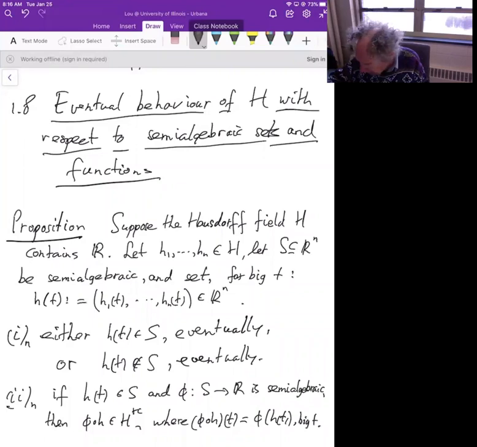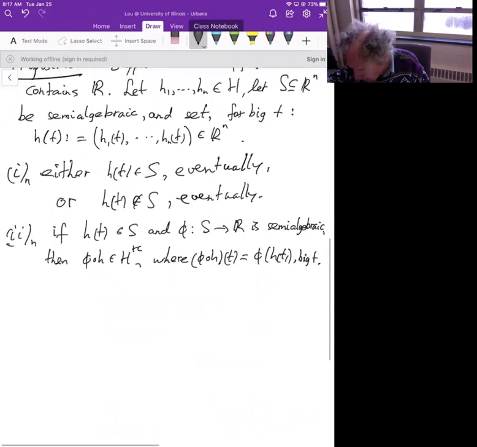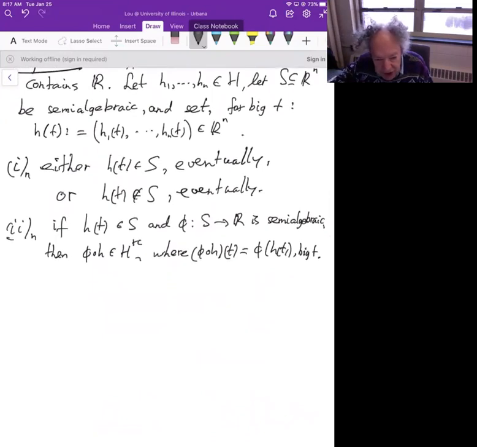So I hope that the statement of this is clear, and that you visualize what's happening here. Either h will eventually stay in S, or it will eventually exit S and never come back. And in the first alternative, you can plug h into a semi-algebraic function on S and get, again, a germ in the real closure. And that is in some sense the real meaning of the real closure of H.